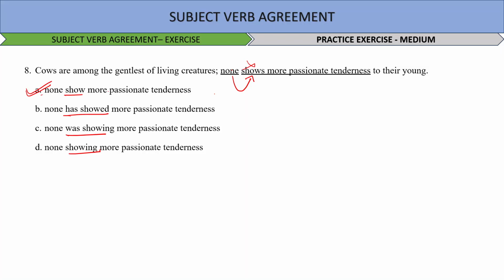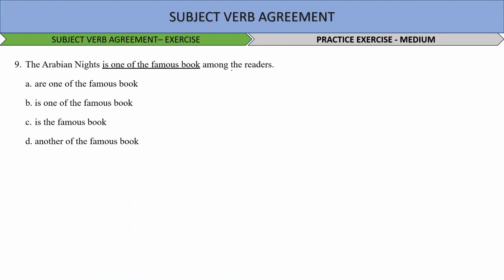The Arabian Nights is one of the famous book among the readers. So Arabian Nights is one particular book, right? So it will be followed by singular verb. Moreover, after one of, we usually follow plural noun. Plural noun will come. So on that note, which one of the following is the correct answer? The Arabian Nights is one of the famous book, right? One of the famous book. I think this is appropriate, and we do not need any changes when the option is option number B. So we have marked it as option number B.